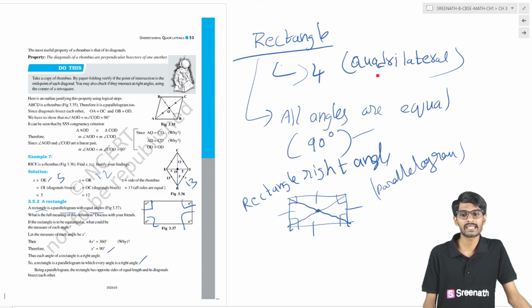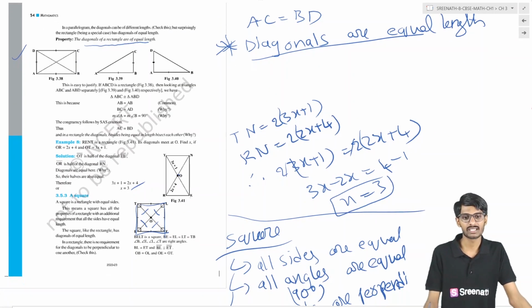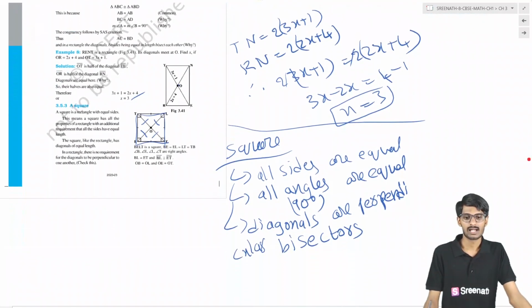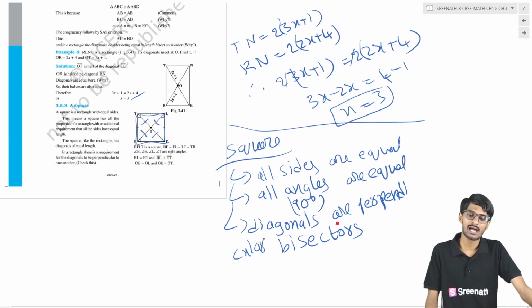In the case of a rectangle, it has 4 sides, all angles are equal, and each angle is 90 degrees, students. The diagonals bisect each other at the midpoint, and the diagonals have equal length. And in the case of a square, all sides are equal, all angles are equal, diagonals are perpendicular bisectors, which means they bisect each other at the midpoint, and they are also perpendicular to each other, and their lengths are also equal.